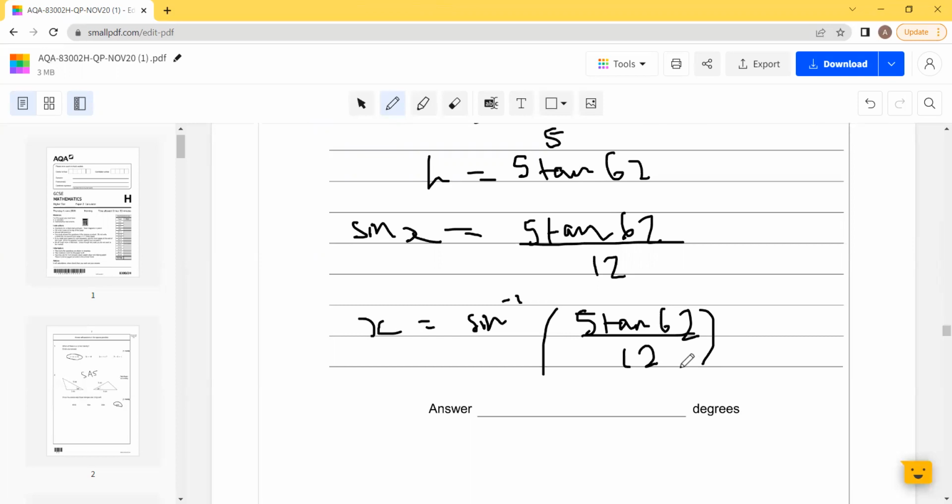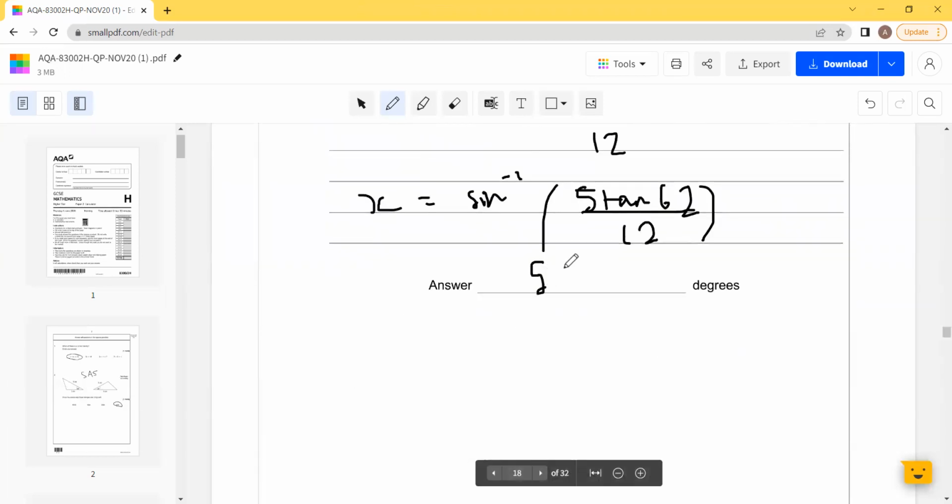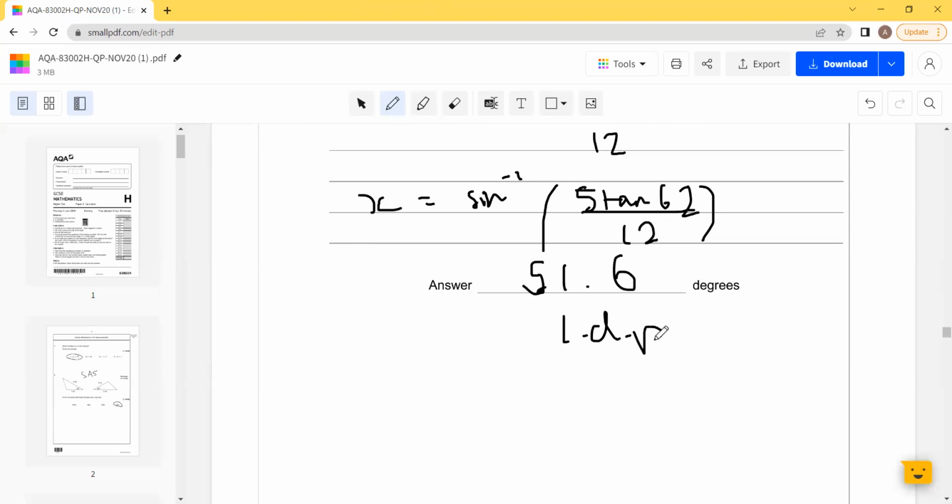And that, if we use a calculator, should be equal to, let's check, 5 tan 62 over 12 is 0.783. So if we do the sine inverse of that, we get an angle of 51.6 degrees, rounded to one decimal place, to 1 dp.